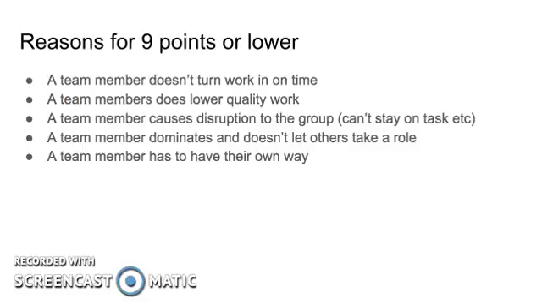Again, here are the reasons that you might give someone 9 points or lower. They don't turn work in on time. Their quality of work is low. Maybe they disturb the group and the group has a hard time staying on task when they're together because the person isn't focused and isn't doing their work. A team member actually could dominate. Usually that seems to be a different situation, but if a person is dominating and wanting to have their own way, they're not playing well, so they could get 9 points or less.